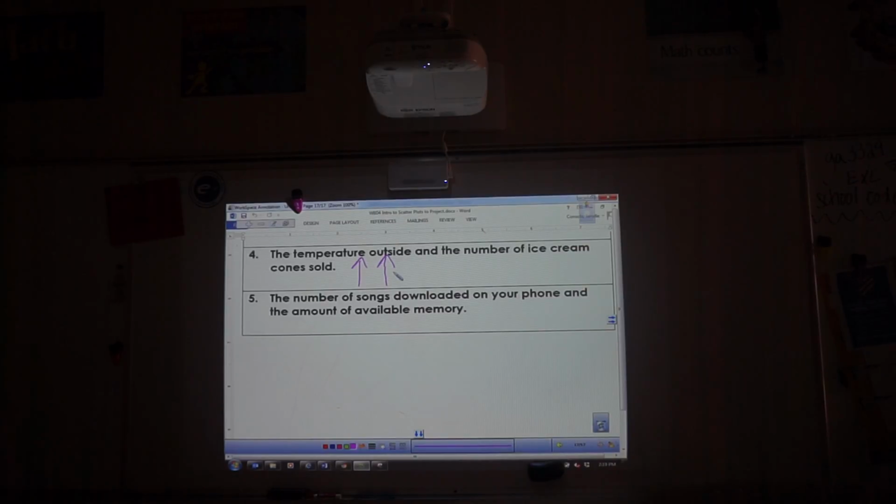Okay? The number of songs downloaded on your phone and the amount of available memory. As the number of songs goes up, what happens to your memory space? It goes down. So what would we say about that relationship? That it's negative. Okay? And that can be a little tricky to get. So you have to go, okay, I sometimes just use my fingers. This one's going up, this one's going down. Or you can use the arrows like I just did there.